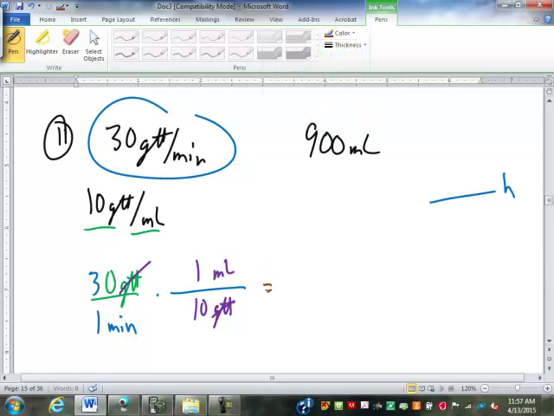30 times 1 is 30 milliliters. 1 times 10 is 10 minutes. So 30 milliliters in 10 minutes, we're dividing that out. That is 3 milliliters per 1 minute.